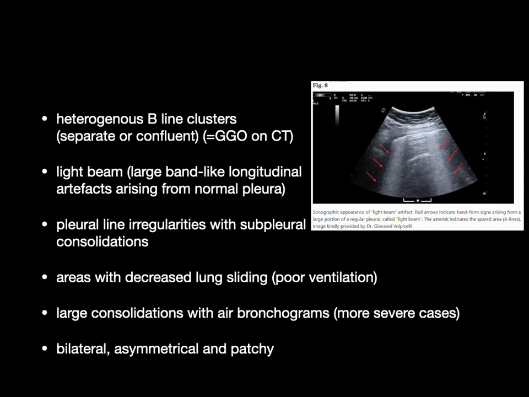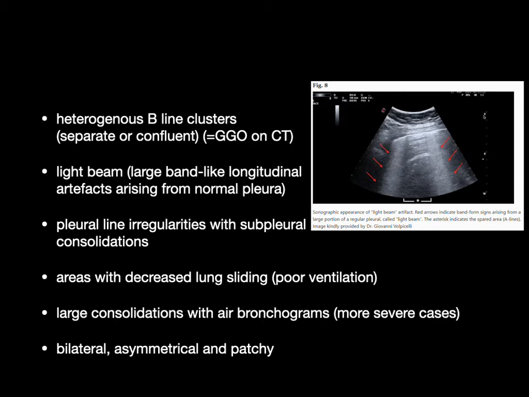You have B-lines either on their own, isolated B-lines, or you can have confluent B-lines, and these are the corresponding signs to ground glass opacities on the CT chest. They came up with a new term called light beam, which is similar to a confluent B-line, but it comes from a normal pleura, and it comes and goes. It comes into view and then disappears. They think it's quite specific for COVID-19 pneumonitis.